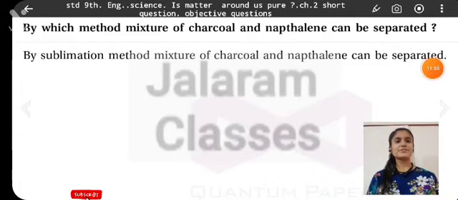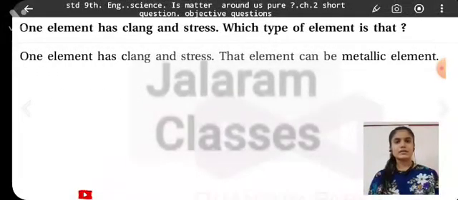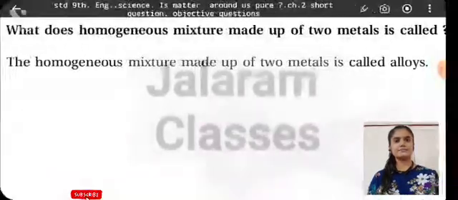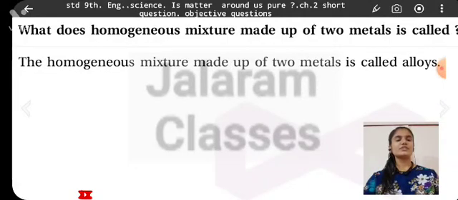By which method mixture of charcoal and naphthalene can be separated? By sublimation method, mixture of charcoal and naphthalene can be separated. One element has luster and stress. Which type of element is that? The element which has luster and stress, and that is metallic element. What does homogeneous mixture made up of two metals is called? The homogeneous mixture made up of two metals is called alloys.